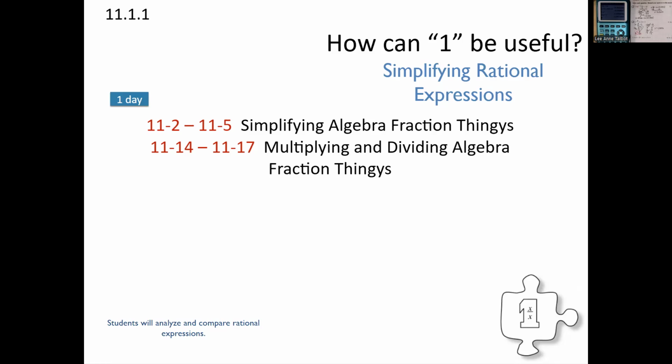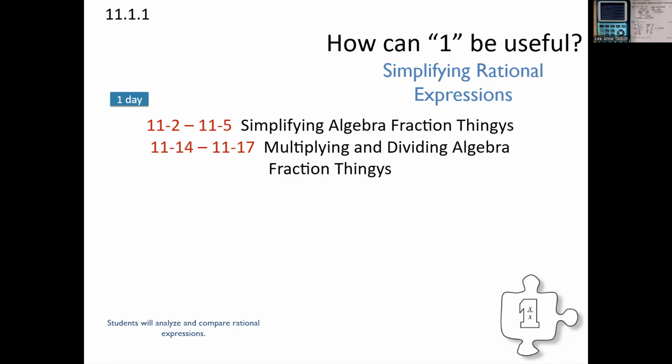Technical. So on 2 through 5, it's simplifying algebra fraction thingies. And 14 through 17 is multiplying and dividing algebra fraction thingies. Okay, simplifying is just like reducing a fraction. And multiplying is going to be multiplying across. And then dividing is going to be keep change split. So there's stuff that you already know, but there is stuff I need to teach you.